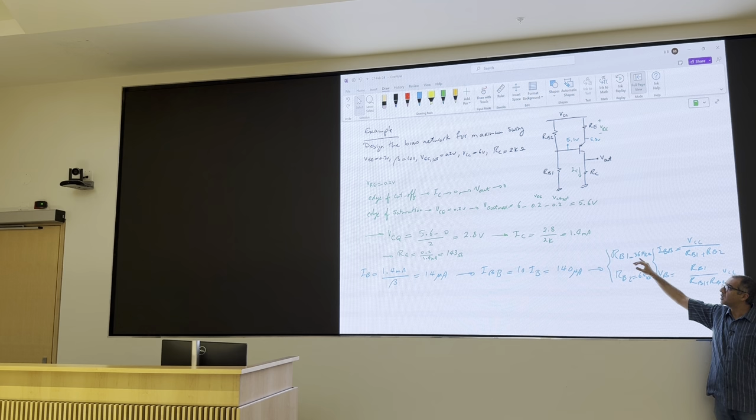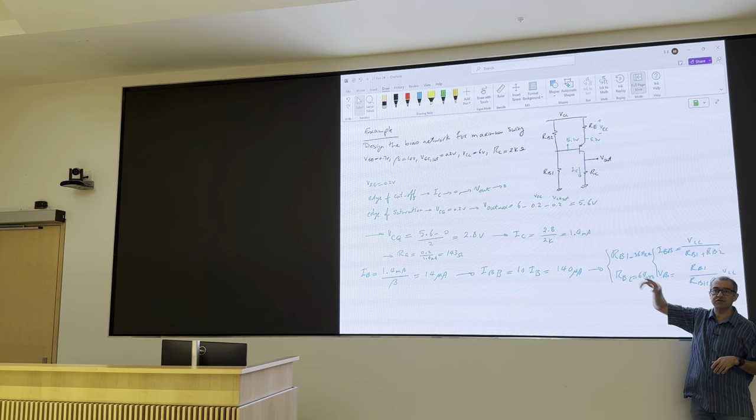So once you pick your values, this gets you close. But once you pick your values, you go and analyze the circuit to make sure that you get an IC that is close to what you wanted.